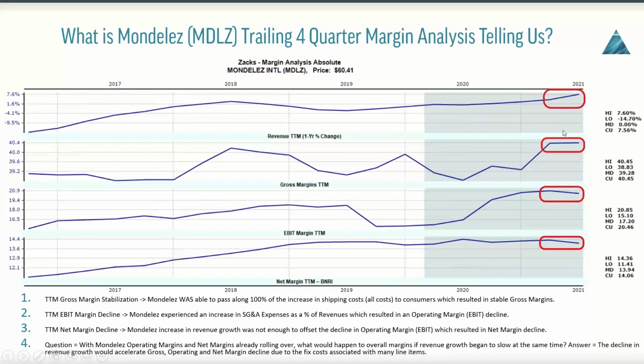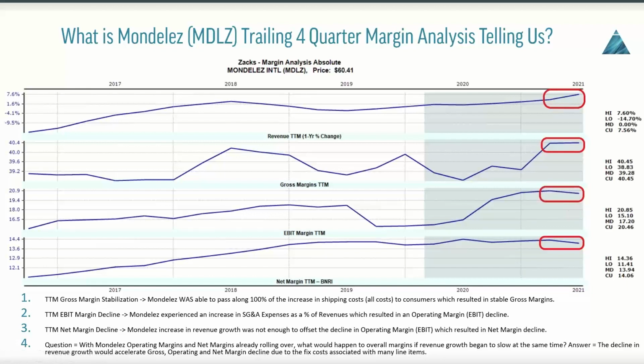So they had an increase in revenues. They were able to pass off all of the shipping costs to stabilize gross margins. However, their operating margins sank because SG&A increased. And the interesting thing is that Mondelez's increase in revenue growth was not enough to offset the decline in operating margin, which resulted in a net margin decline. So again, without even looking at the income statement itself, you can look at this chart and see exactly what is going on, right? We know that we need more revenue growth out of Mondelez if it's going to offset what's going on with selling general administrative expenses.